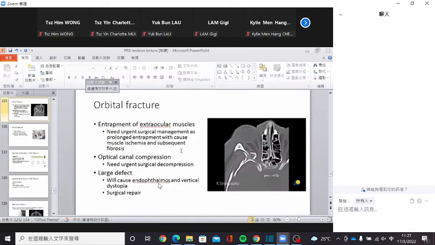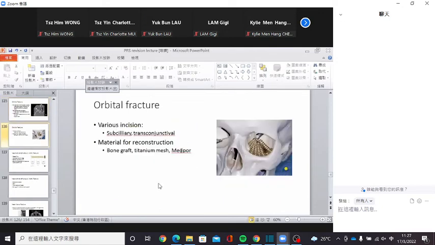Entrapment of the extraocular muscle needs urgent decompression because prolonged entrapment can cause muscle ischemia and fibrosis, causing future impairment of eye movement. Optic nerve compression is also an emergency for urgent surgical decompression. A large defect will cause enophthalmos and vertical dystopia, and that has to be repaired surgically, either with a Medpor or a titanium mesh through various incisions.